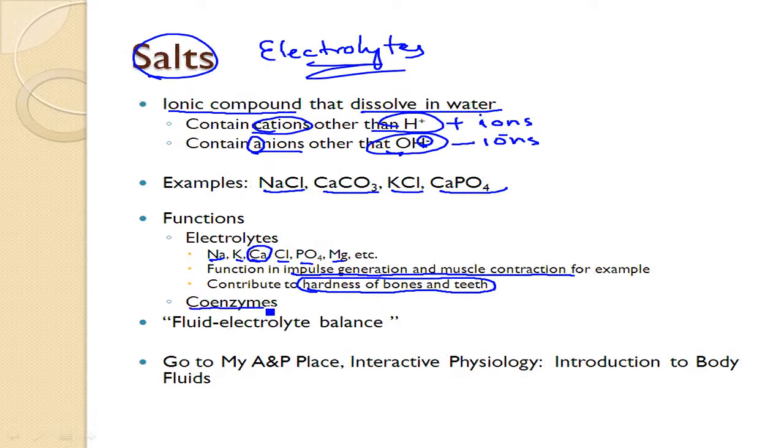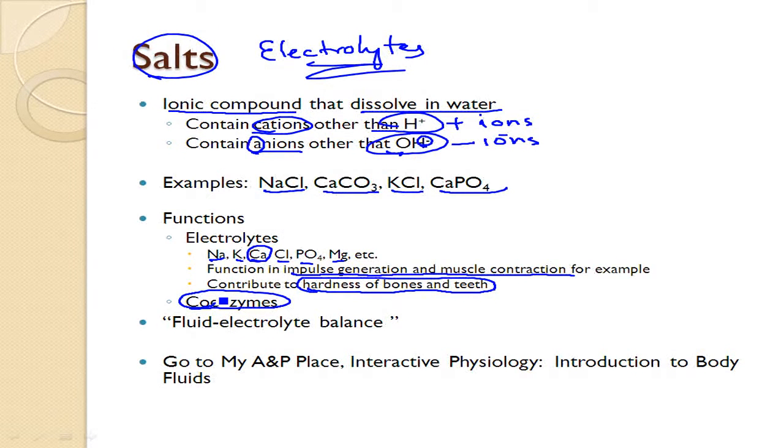Another real important function of the salts is that often these electrolytes function as coenzymes, and coenzymes are simply factors that are needed to help make a reaction proceed. Of course, an enzyme, you're going to probably hear more about that in another video, but an enzyme is basically something that helps a reaction proceed, finish, get it started, speed it up, or even it could stop it.